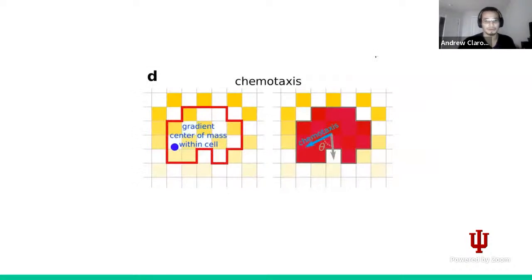And then there's also the chemotaxis, where at least in this paper, what they calculate is the center of mass of the gradient within the cell. So over here, even though the chemical is less intense than over here, because there are more points, the center of mass will be here, and the angle of chemotaxis ends up going in that direction.